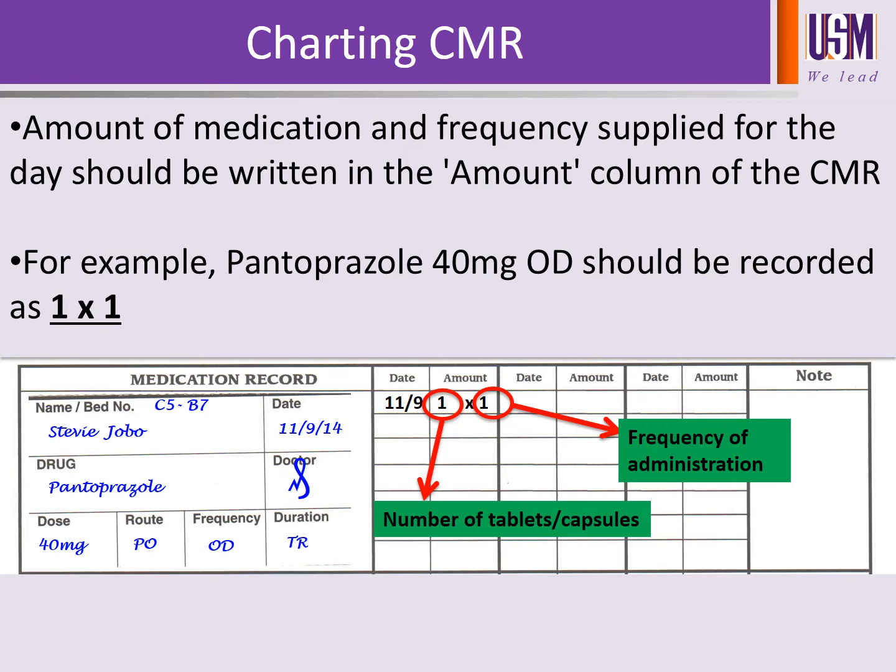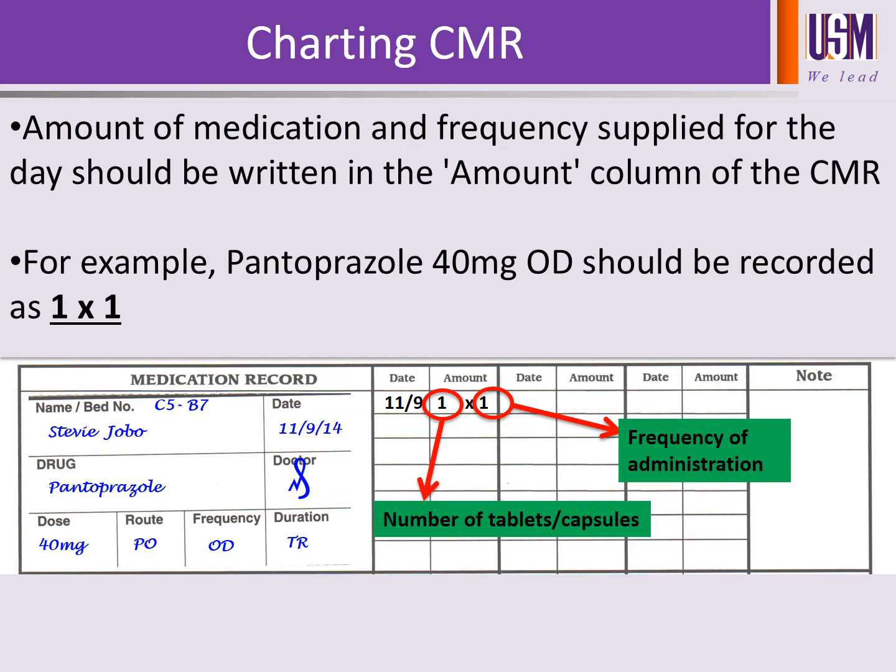Let's assume we receive a prescription now, pantoprazole 40 mg oral daily. We check the name, we check the bed number, and we check every single thing. We screen the prescription, and after we screen we found there is no mistake, and then we take the prescription, the chips, and we paste them into the medication record, CMR. Once you have pasted, you have to write the date and also the amount of medication, and the frequency supplied for the day should be written in the amount column of the CMR. The example here is pantoprazole 40 mg OD.